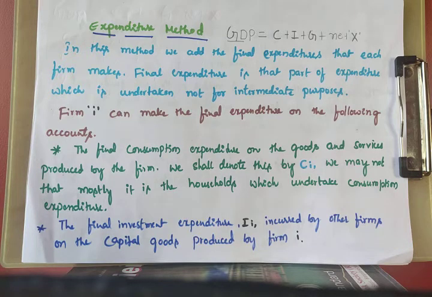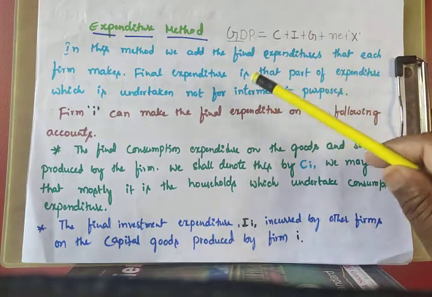So the expenditure method is nothing but, in this method we calculate the final expenditure that each firm makes in the country. Here national income can be calculated by way of final expenditures. We add the final expenditures that each firm makes.